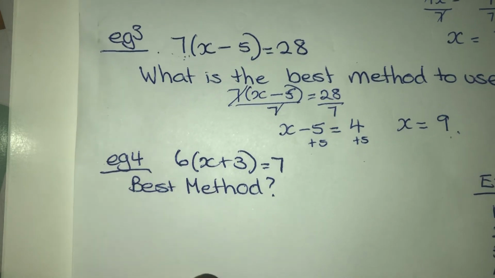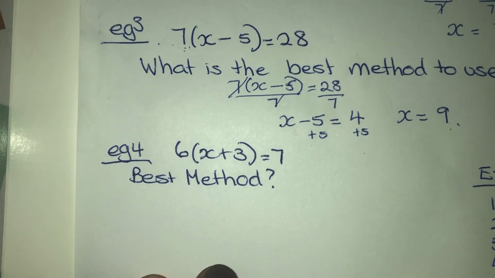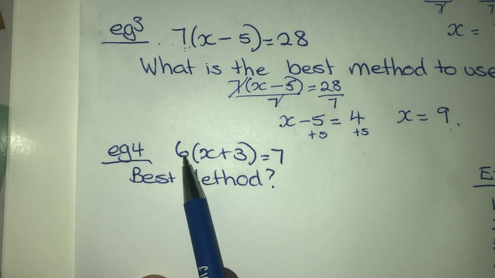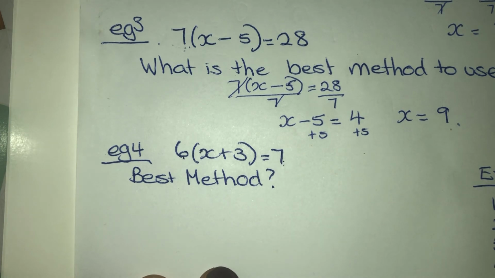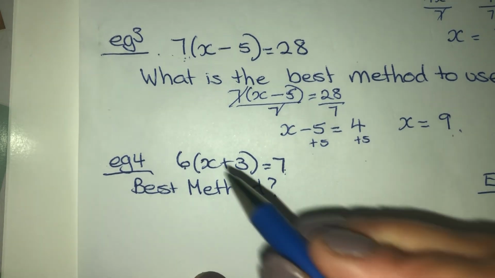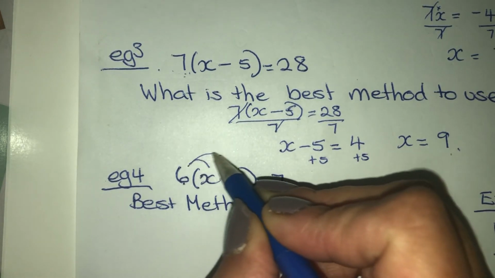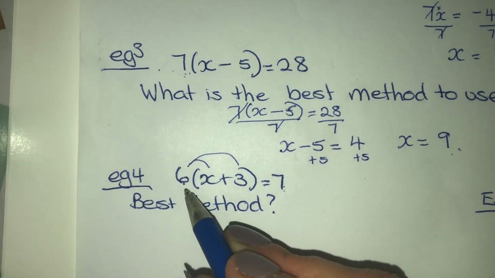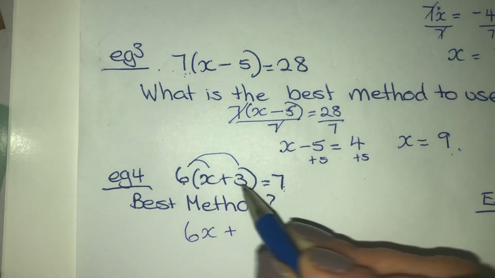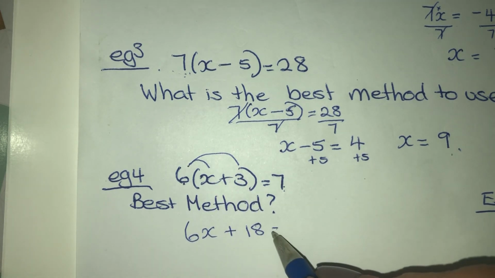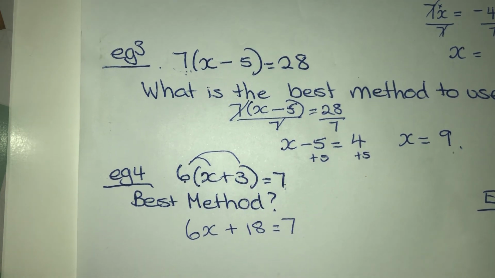Okay, so now we're going to look at this one and see which one the best method is. If we use our method from yesterday, we would divide by 6 and divide by 6. So we say straight away 7 divided by 6 gives us a fraction. If we cannot deal with that, it would be better, so we do today's one. So we're going to expand our brackets out. So we get 6 times x is 6x, plus 6 times 3 is 18, and that is equal to 7.